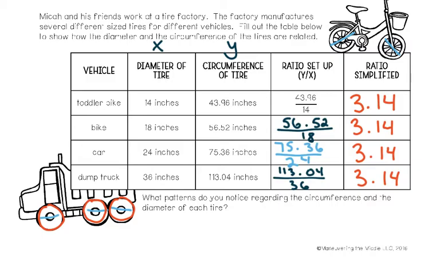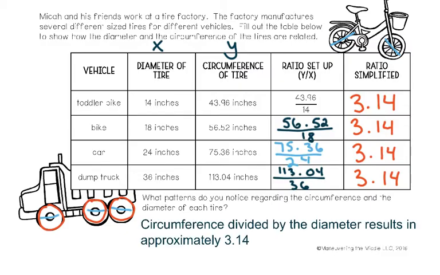If you notice, on every single one of these different size circles, I got a simplified ratio of 3.14. You could try it at home. You find any circle, find a plate, go try it on your own tires. Take some measuring tape and use that to find the circumference, and then find the diameter. When you divide them, you'll always end up with a number that is close to 3.14 every single time. That's because the circumference divided by the diameter of any given circle results in approximately 3.14. It's not always going to be exactly 3.14, especially the more specific you are, but it'll be close to it.